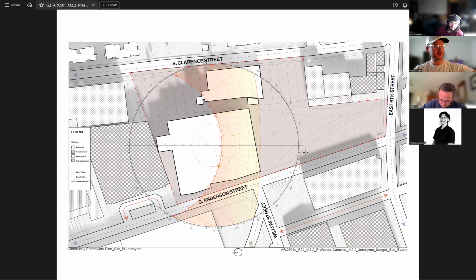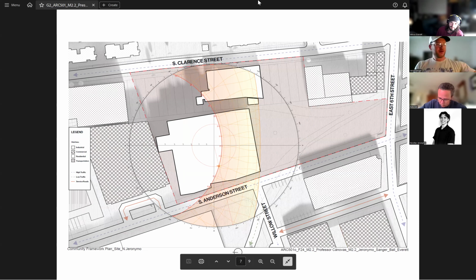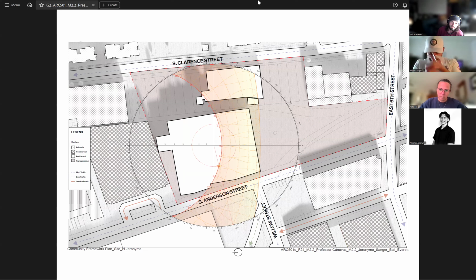In this plan, the diagram highlights the site we're going to be working on in red there. There's a sun study of the site. The different colored arrows represent the circulation around the site. So blue is high traffic areas, green is low and local traffic, and red are the service roads. And the different hatches show the functions of the structures around our site. Next.